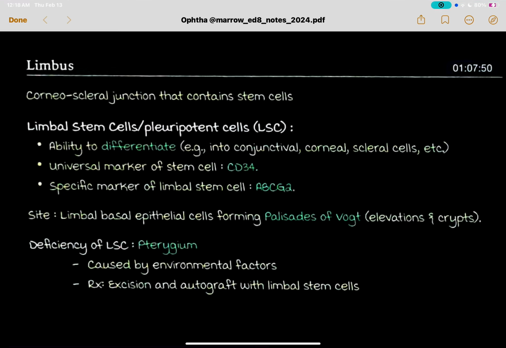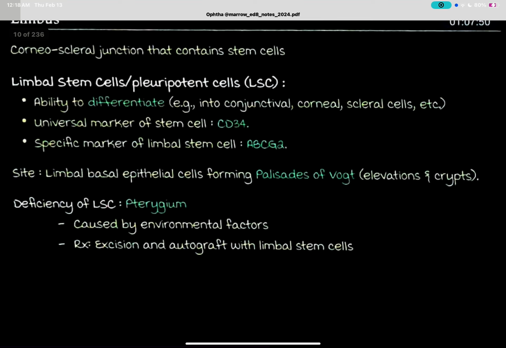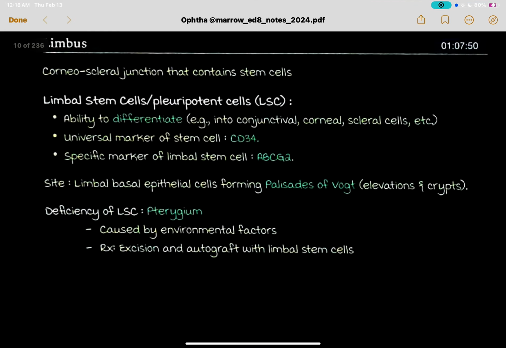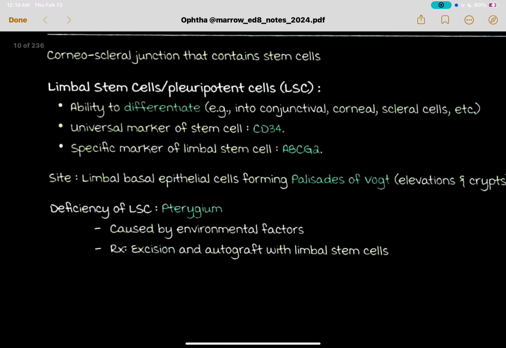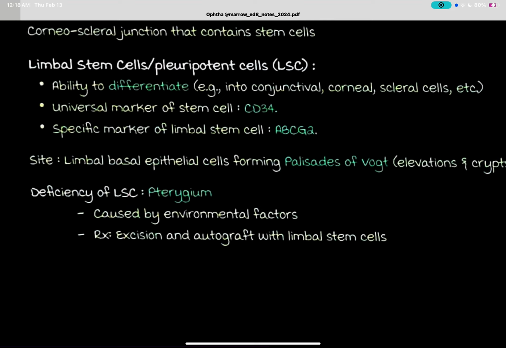Limbal basal epithelial cells form elevations and crypts, which are called palisades of Vogt. These are the sites of limbal stem cells. It's a fancy name. Deficiency of limbal stem cells: pterygium, caused by environmental factors. Treatment: excision and autograft with limbal stem cells.